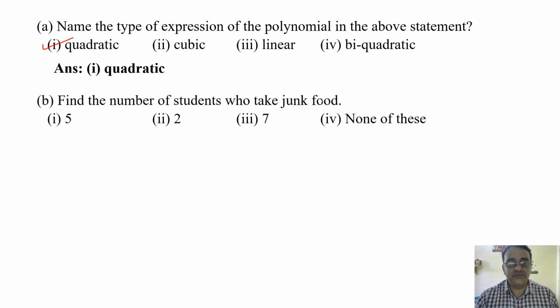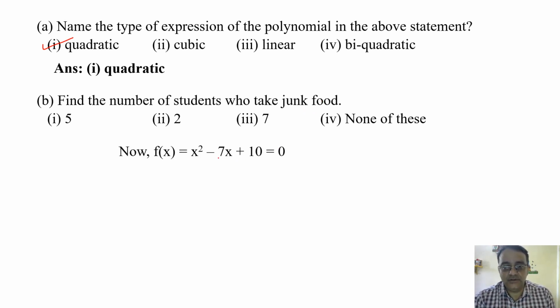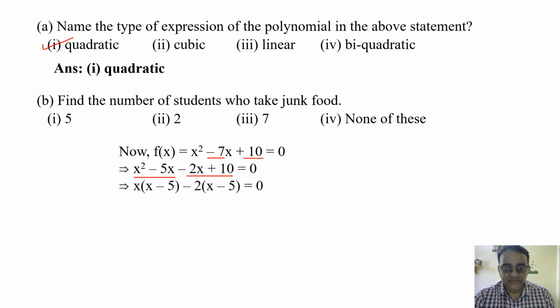Now find the number of students who take junk food. Right, that means alpha we have to find. So हम लोग क्या करेंगे, उसको solve करेंगे. We will find the zeros by using factorization method. So first we will equate with 0. Now see, the product is plus 10 and sum is minus 7. So 10 का दो factor जिसका total 7 होना चाहिए. Minus 5 minus 2. Right, 5 and 2, क्योंकि sum negative है इसलिए दोनों minus होगा. Now what is the common between these two? X. And here minus 2. Right, we will take common. And from this 2 we have x minus 5 common.